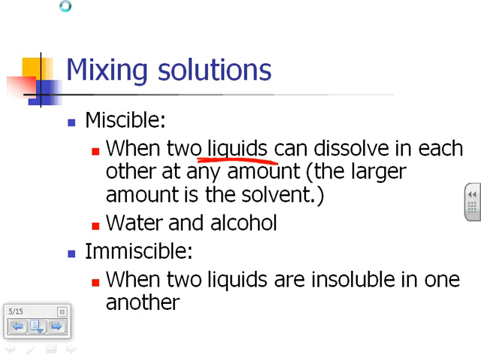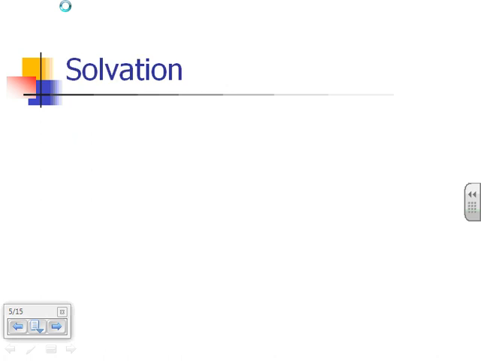Immiscible means two liquids are insoluble in one another. Again, they have to be two liquids. An example here would be oil and water. You can mix those two together, shake them up, they'll separate out. They are immiscible. They will not mix together. So we have soluble and insoluble, talking about solids being dissolved in liquids typically. Miscible and immiscible, always two liquids. Miscible meaning they will mix. Immiscible meaning they will not mix.